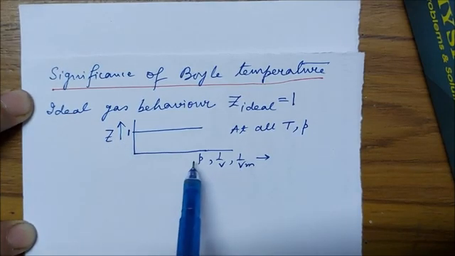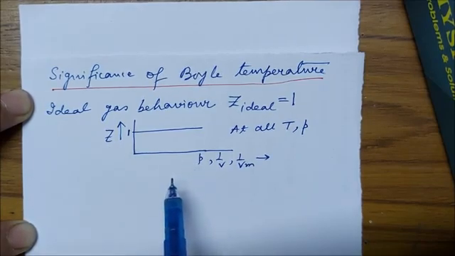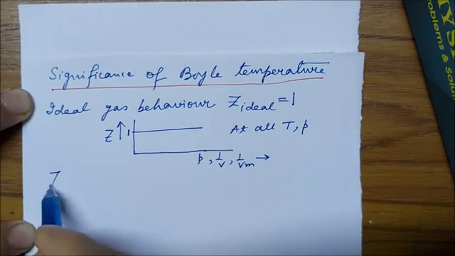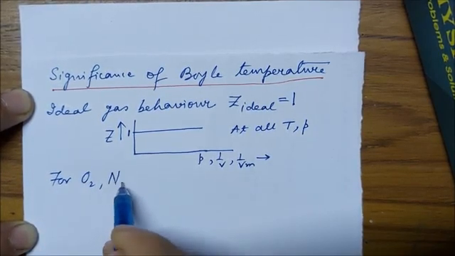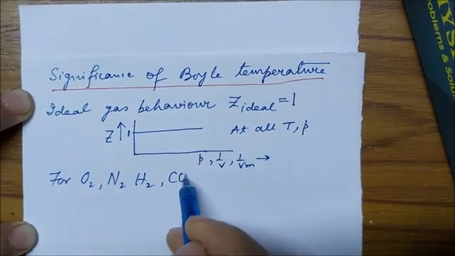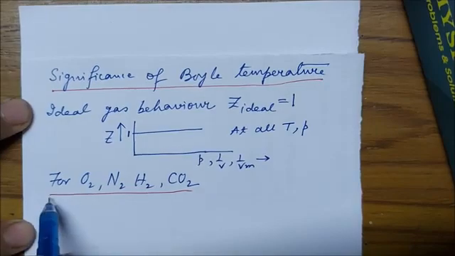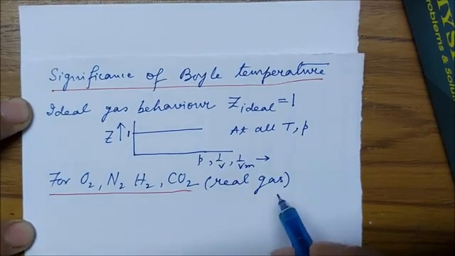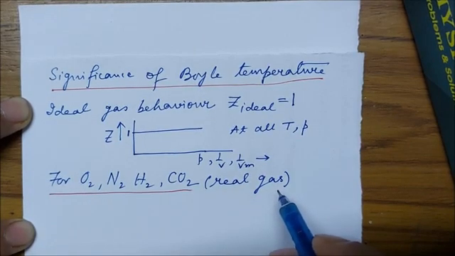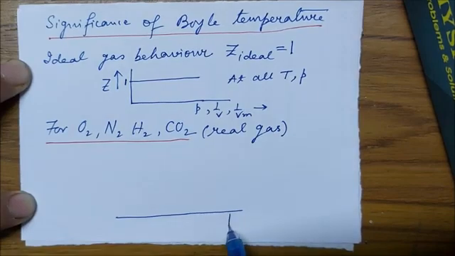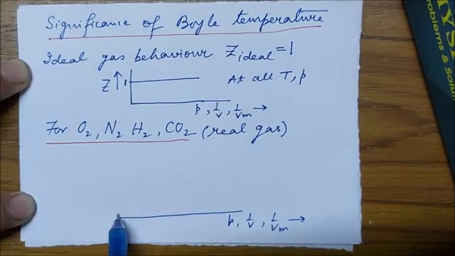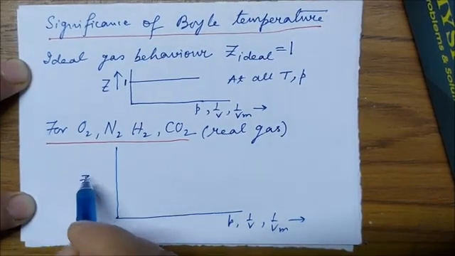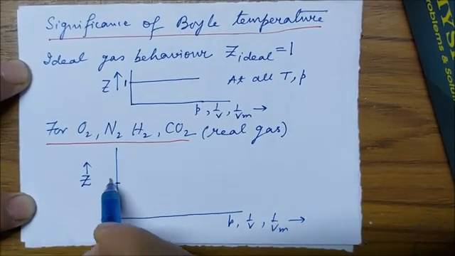The same plot, the Z versus P plot, was obtained for gases that exist in reality, namely oxygen, nitrogen, hydrogen, carbon dioxide, and so on. That is for real gases, and a different pattern was visible. This is the abscissa along which we plot P or 1 by V or 1 by Vm, and in the ordinate the compressibility factor Z, and this is Z equal to 1.